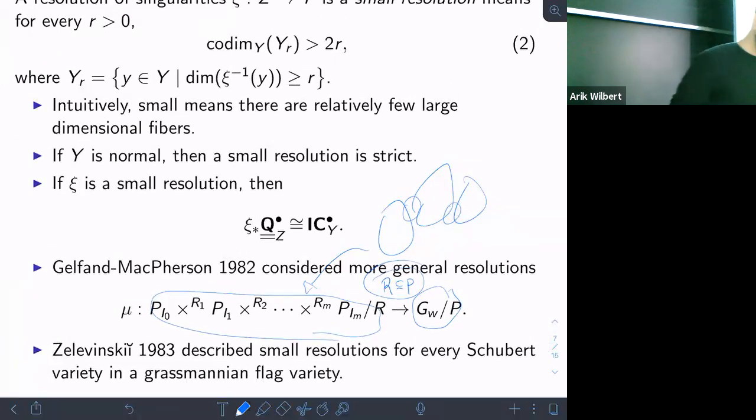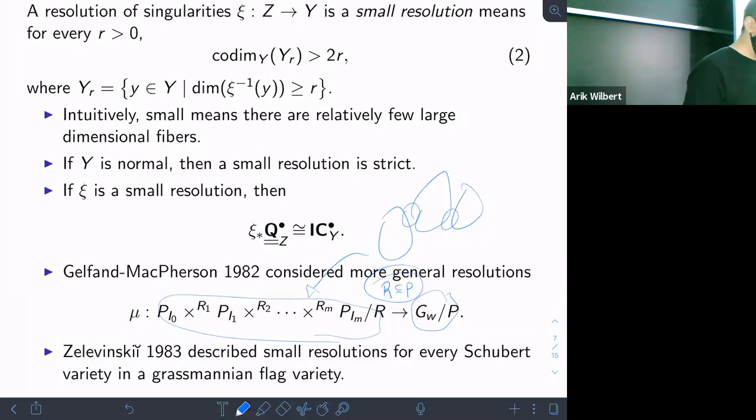Yeah, they can be really anything, and then just at the end you want to check that you get a generically finite map that's birational, and then it'll be a resolution.